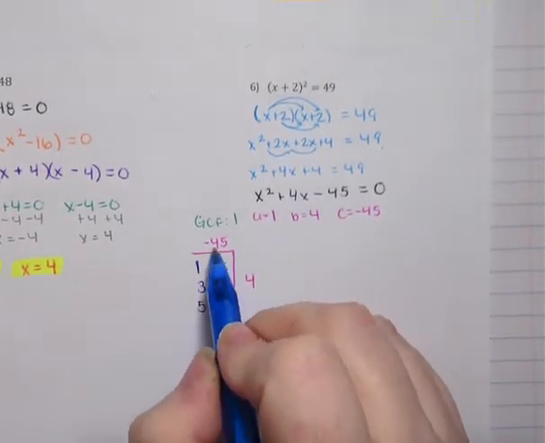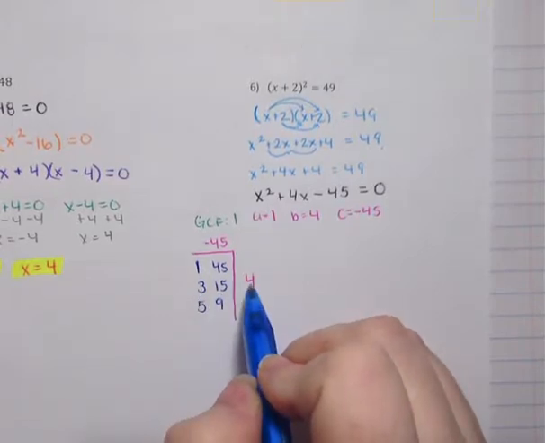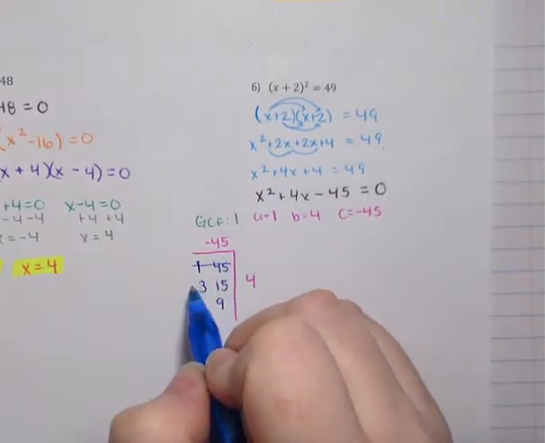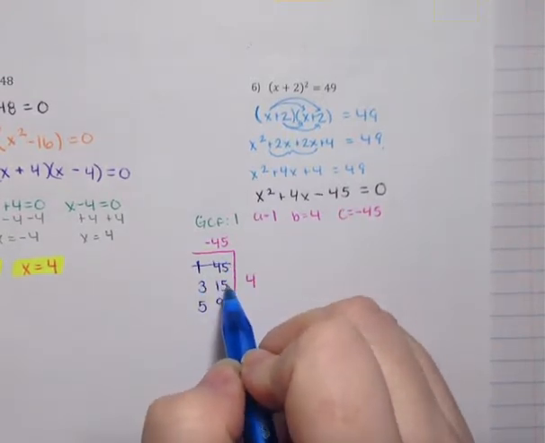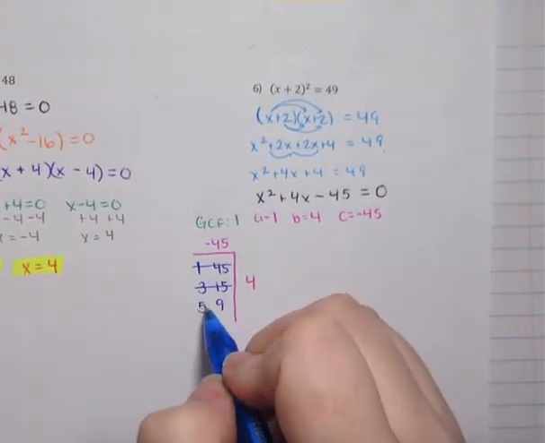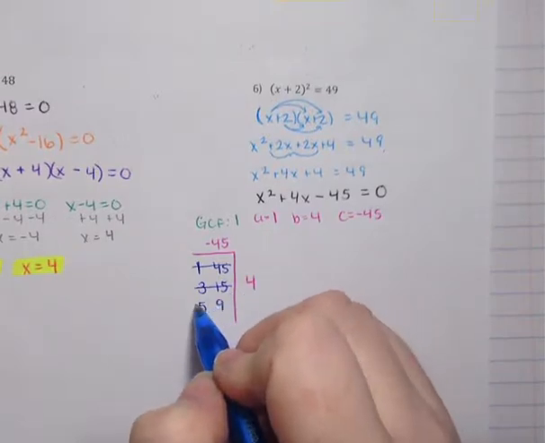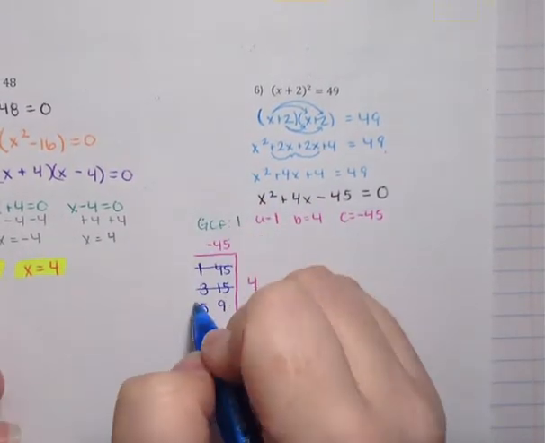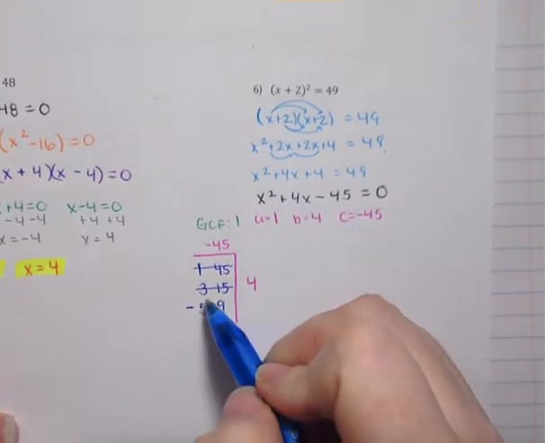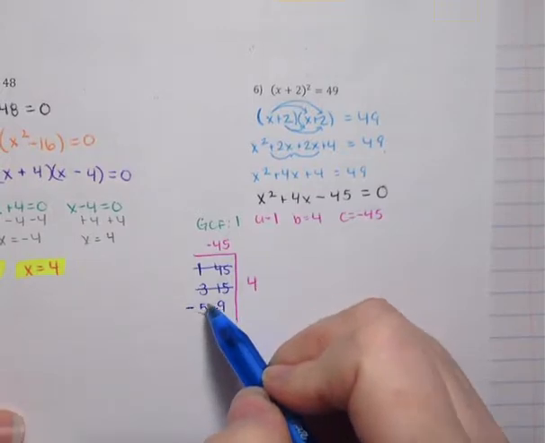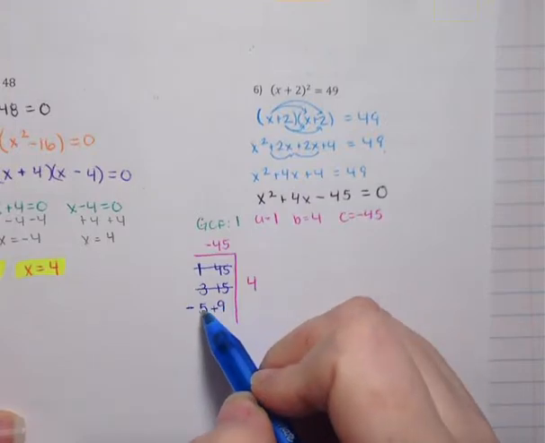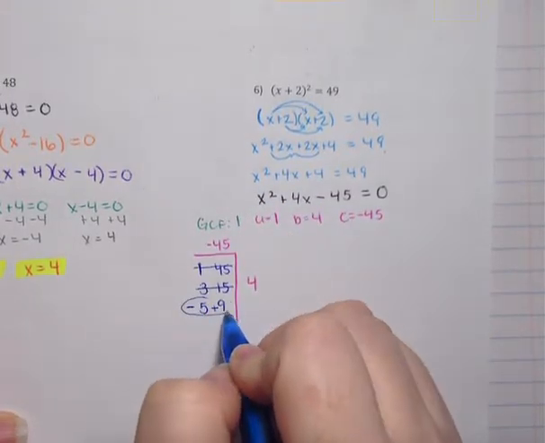Again, I don't use anything with the signs until I figure out how to get my 4. 1 and 45 cannot give us a 4, so I'm going to cross that out. 3 and 15 will not be able to give us a 4. The smallest it'll get us to is 12, so we know that this one's gone. 5 and 9, we can get a 4 from that if we have a negative 5 and a positive 9. So 9 minus 5 gives us a 4. And now we look at our signs. Negative 5 times a positive 9 gives us a negative 45. 9 minus 5 gives us a positive 4. So these are the correct values for MACAB.